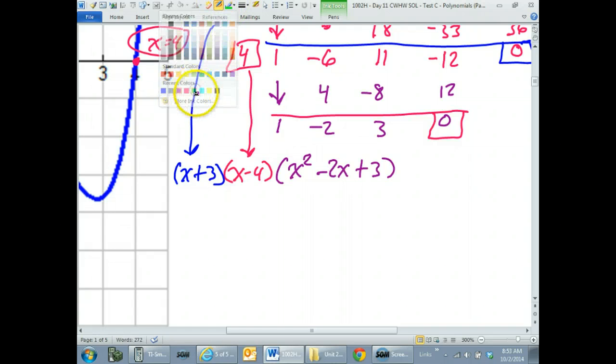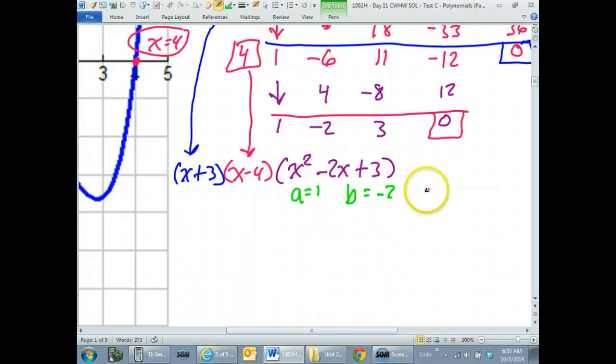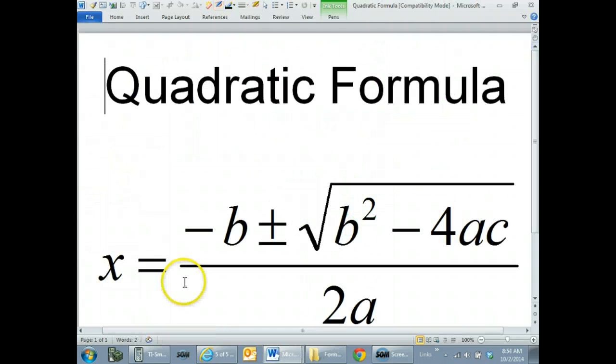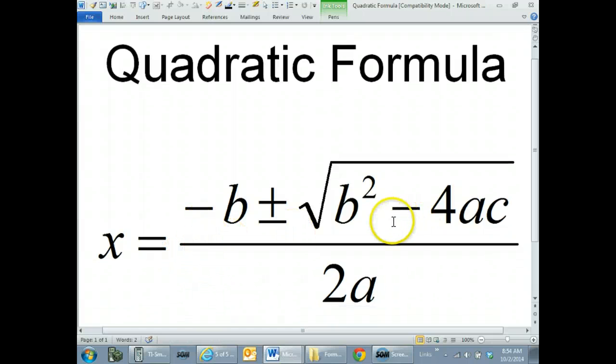Let's start with the discriminant. So we've got A is 1, B is -2, and C is 3. So the quadratic formula, we start with B squared minus 4AC. Remember, this is our quadratic formula right here. You have to memorize this. This will not be given to you. The B squared minus 4AC part under the radical, that's what we always do first. It's called the discriminant. So that's what I'm doing.